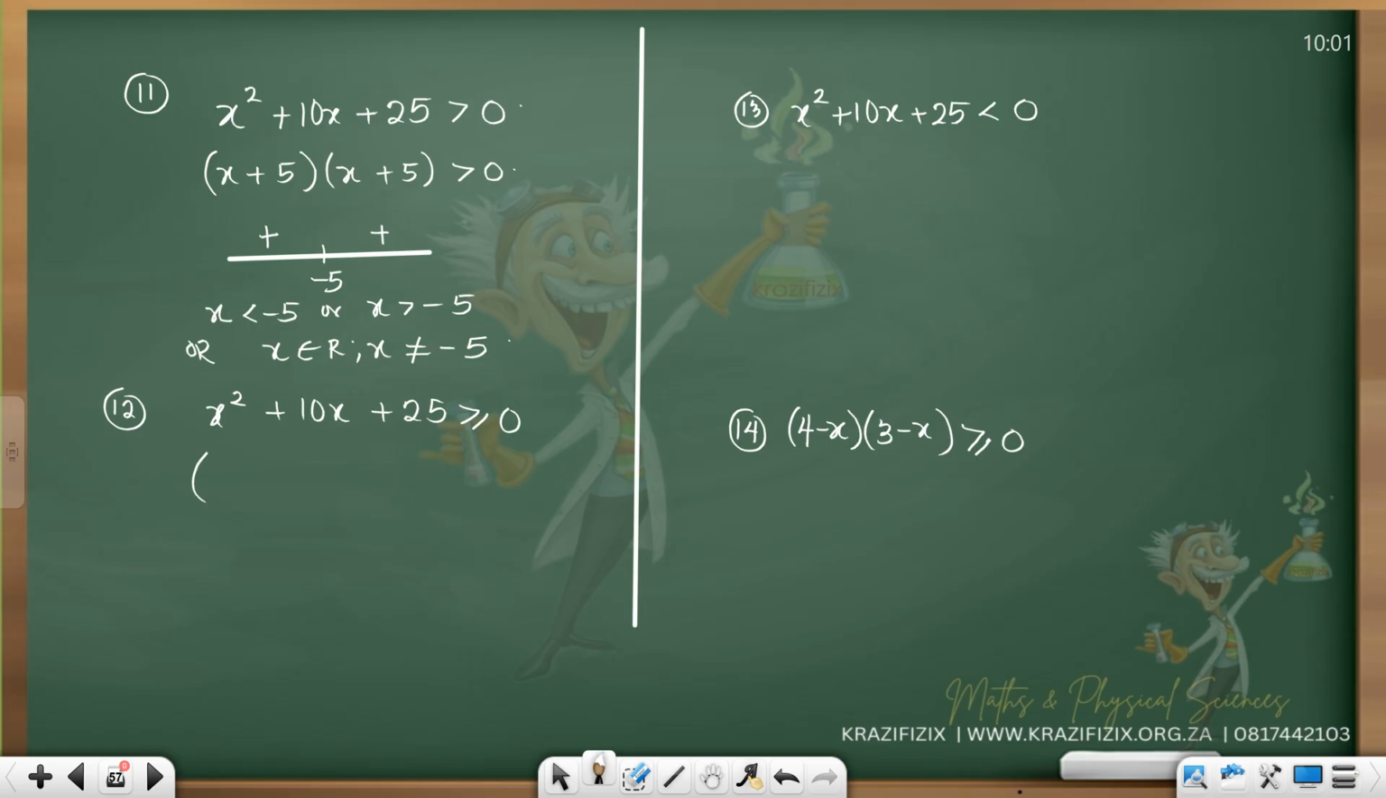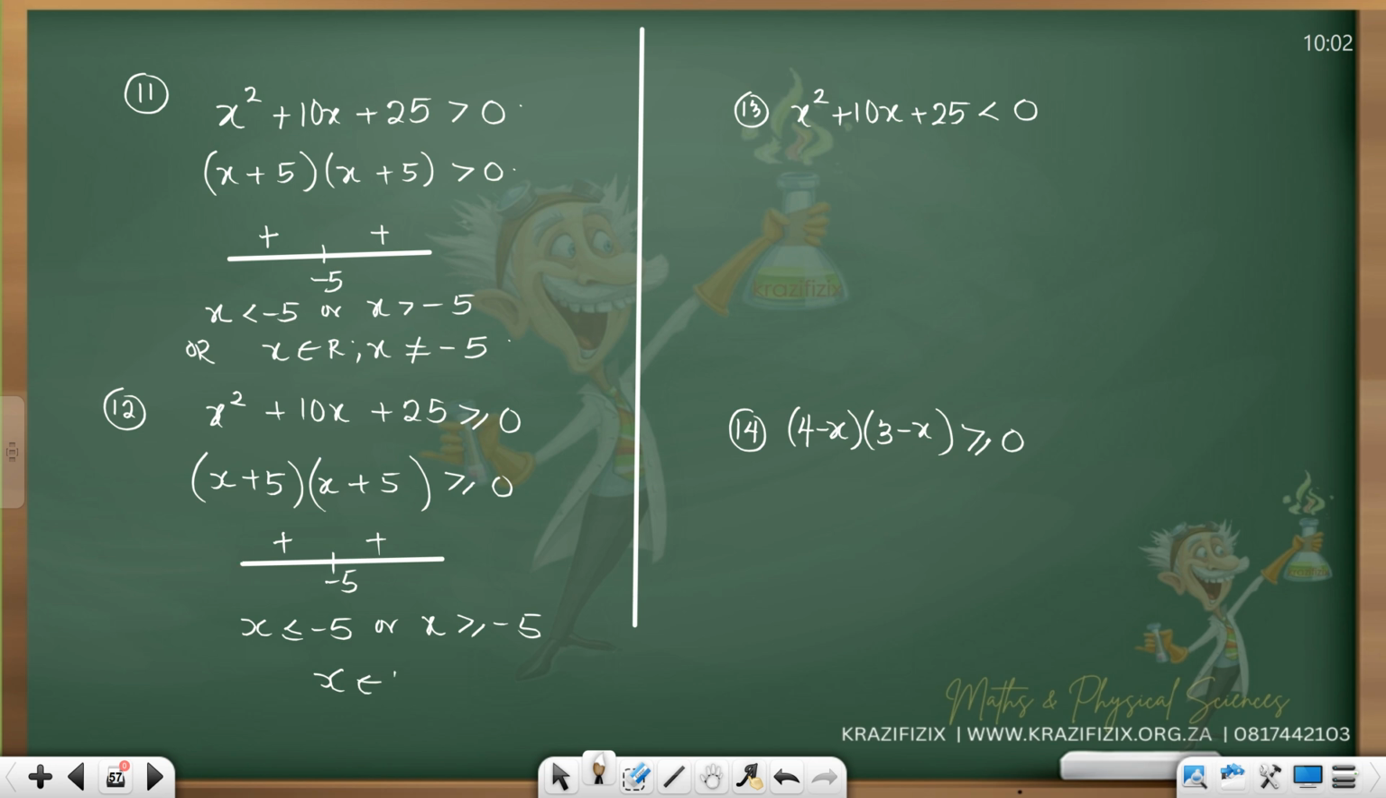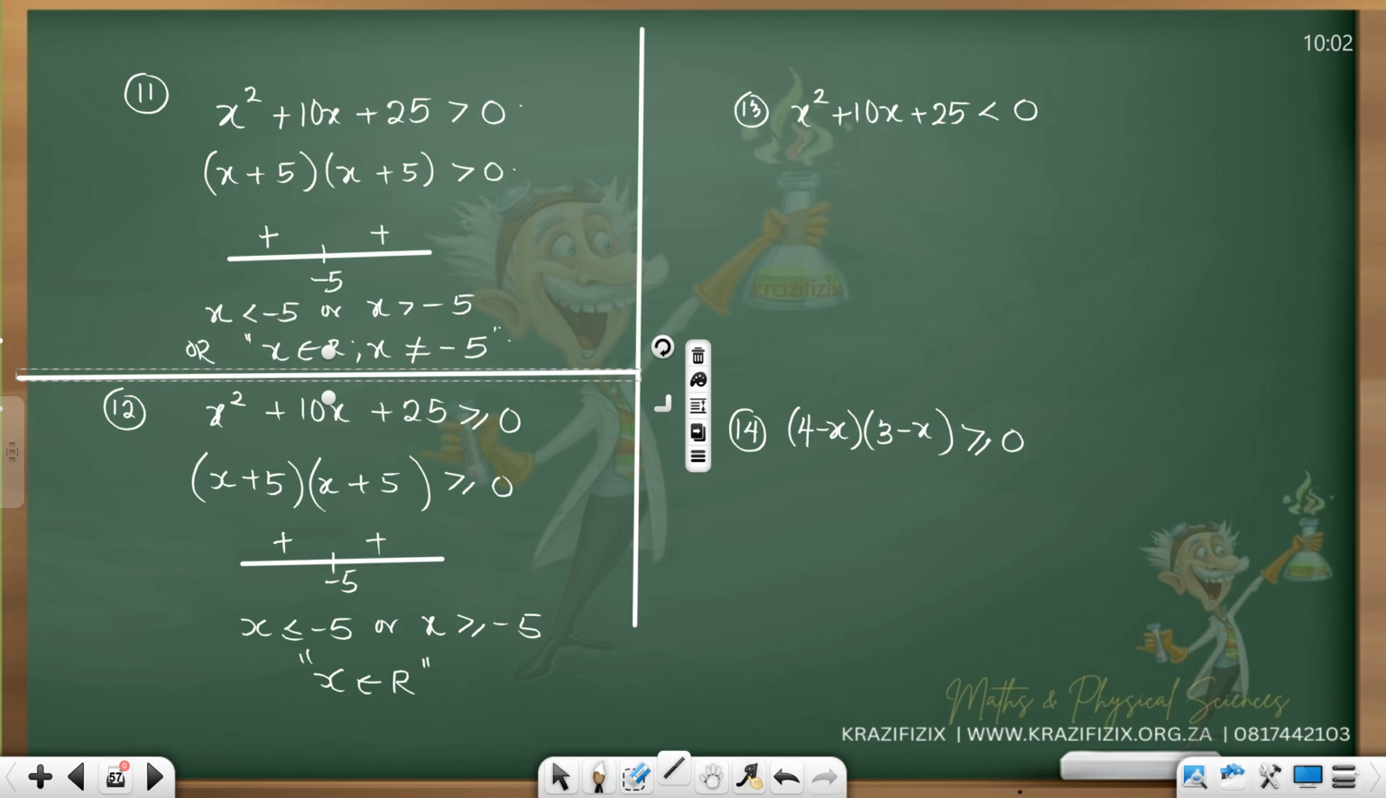The second one, what is the difference? You would see it's greater than or equal to 0. One critical value as well again. It is always plus and plus. What do we have? X is less than or equal to negative 5 or... So it's all numbers. Basically, answer, x is an element of real numbers. That's my answer there. You would notice the difference between the first and the second one. The first one, the negative 5 is not included, but in the second one, it is.